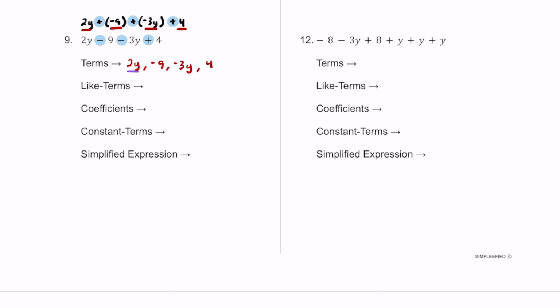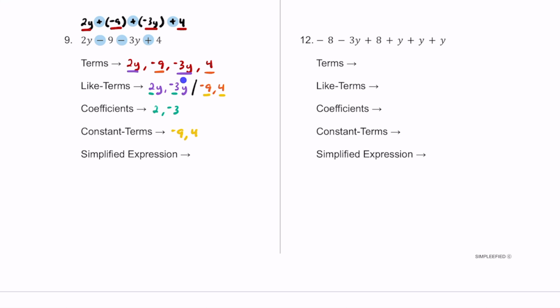Now, which ones are like each other? Well, 2y and negative 3y, those are like each other. And besides that, it looks like we have a negative 9 and positive 4. Negative 9 and positive 4, those are like terms as well. Now our coefficients here are 2 and negative 3, so positive 2 and negative 3, those are our coefficients. And then our constants are negative 9 and positive 4.